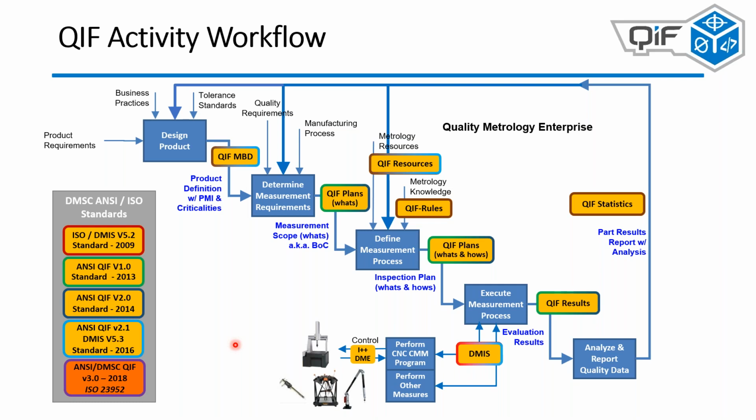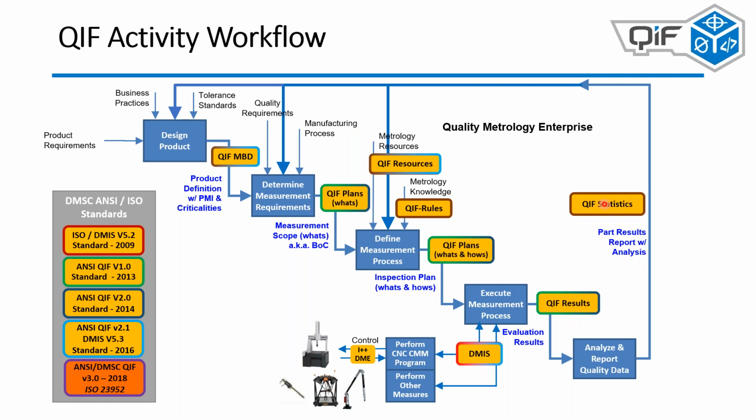So you see QIF MBD between design, product, and determine measurement requirements. You see QIF plans between measurement requirements and measurement resources. You see QIF resources and rules contributing to defining your measurement process. Then you see QIF plans again containing the hows. DMSC includes a QIF persistent ID. Then measurement results have the QIF results format.